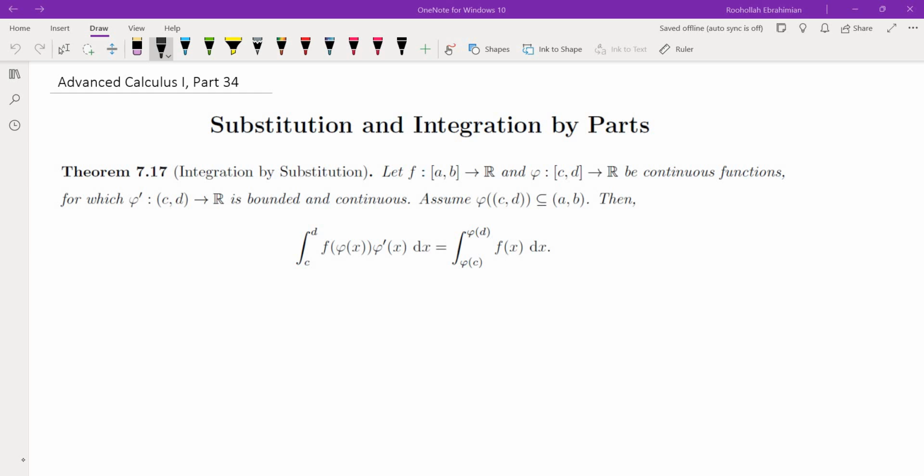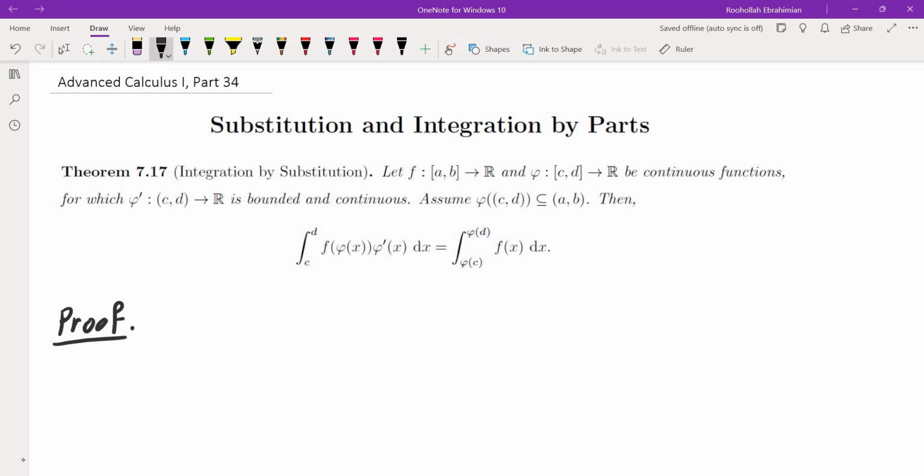Let f from [a,b] to R and phi from [c,d] to R be continuous functions, where the derivative of phi is bounded and continuous, and phi of [c,d] is inside [a,b]. The reason we do that is that we want to be able to do the composition of these two functions. Then we have this equality. Since we are dealing with integrals, it would make sense to differentiate both sides and use the identity criterion. So let's do that.